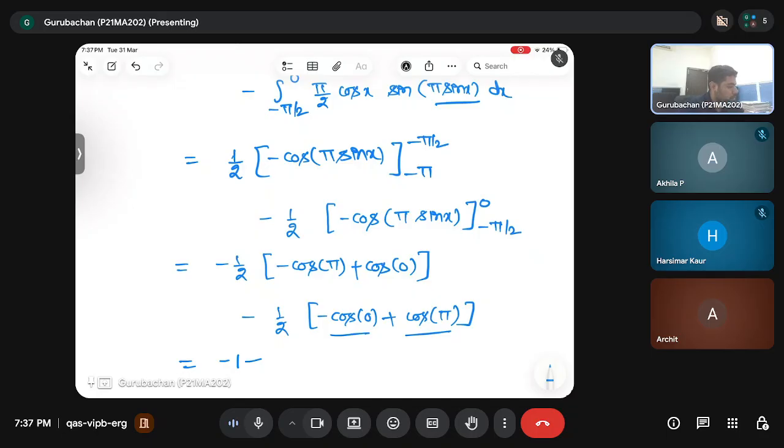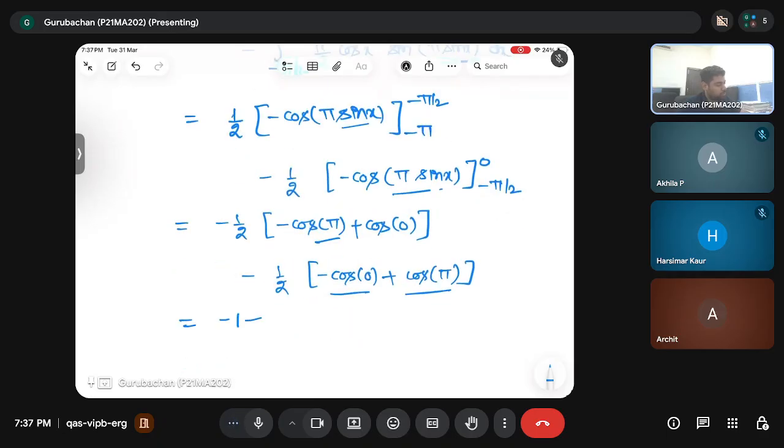Okay, you don't tell me. You didn't tell me minus pi by 2. So this will be cos pi itself. Cos minus theta is cos theta. So this will be minus 2 into minus half. So it will be minus 1. Again minus 2. So it will be itself 1 now. Clear? Yes, sir.